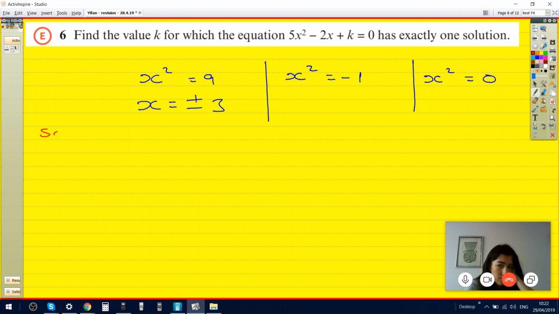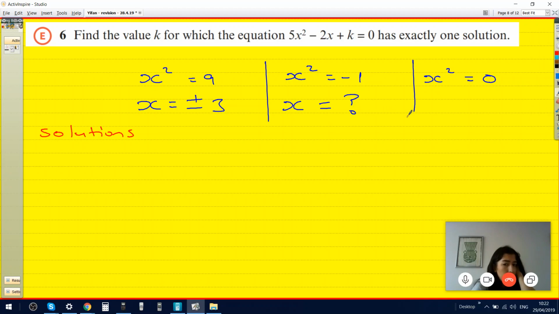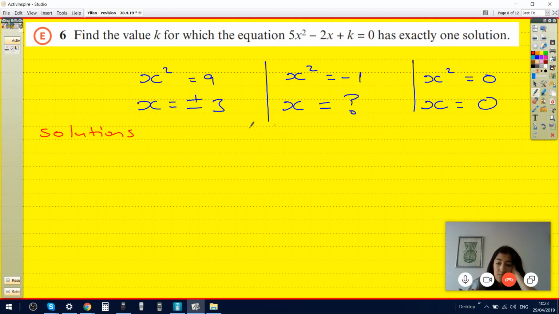Just 1. X equals? You can't square root 1 unless you can't square root minus 1. And last one. Pretty sure you can't do that either, but it could end up being 1. 0. How many solutions were there for the first one? 2. Middle one? None. Last one? 1.